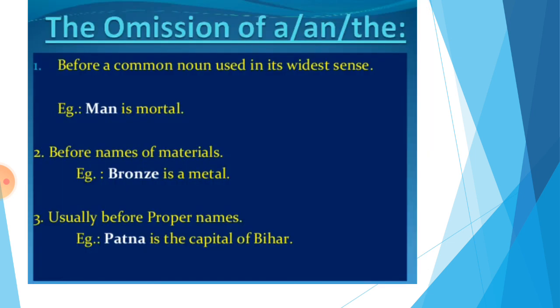Now we will see the omission of articles a and the. Before a common noun used in its widest sense. Example, man is mortal. Before names of materials. Bronze is a metal. And usually before proper nouns. Patna is the capital of Bihar. So we must not use any article here.